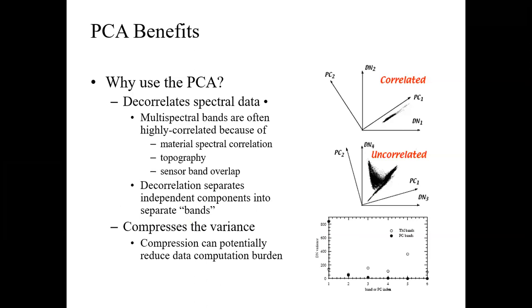So why use principal components? It decorrelates your spectral data. Multispectral band data images are highly correlated. Their bands are highly correlated because the spectral properties of surfaces tend to be correlated. Things that are bright and blue tend to be bright and red in general, because you're just looking at the amount of illumination that you're getting for that particular pixel. That's compounded by topography, north slope versus south slope. And then sensor bands, there just tend to be correlations between the brightness in the different parts of the spectra that are being measured. So decorrelation separates those into independent components and puts them in different bands. And then it compresses the variance. So you might start with many, many bands and be able to reduce that to a few.